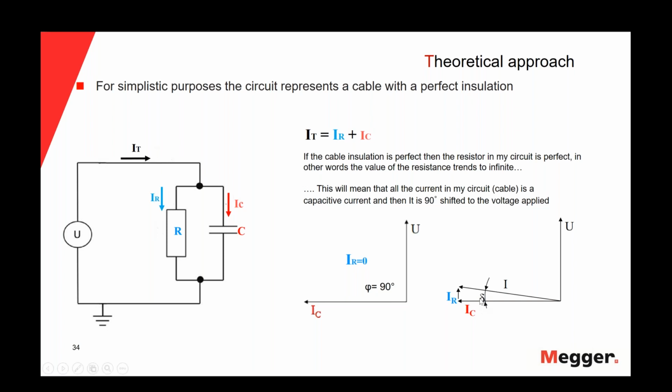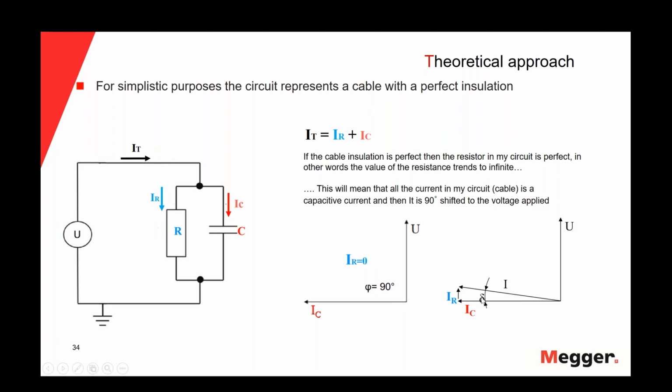If this delta angle trends to 90 degrees, it means that the resistive current is growing in my cable, so that means that I'm losing insulation. If on the other hand this delta angle trends to 0, I have the situation in the graph on the left, in which the resistive current is equal to 0, which means that I have almost a perfect insulation.